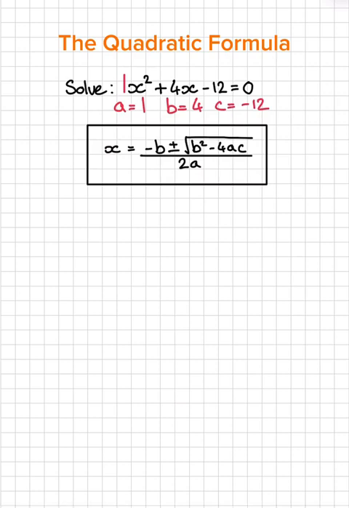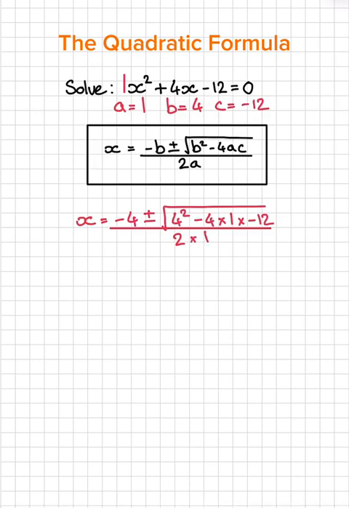Let's substitute a, b and c into the quadratic formula, see if we get the same 2 answers as last time. So x equals negative b, and when b is equal to 4 that would be negative 4, plus or minus the square root of b squared, b is 4, so 4 squared, minus 4ac, which means times a times c, so times a, which is 1, times c, which is negative 12, all over 2a, and a is 1, so 2 times 1.